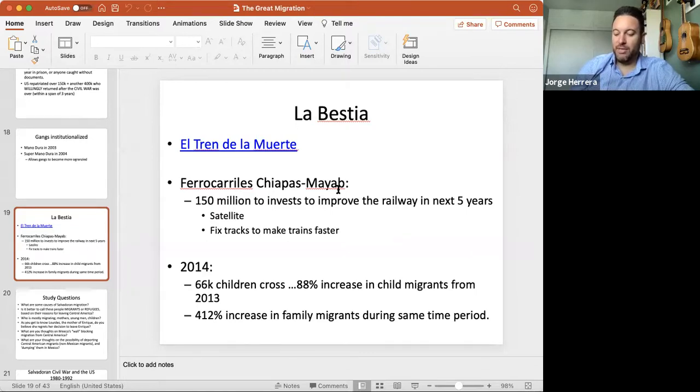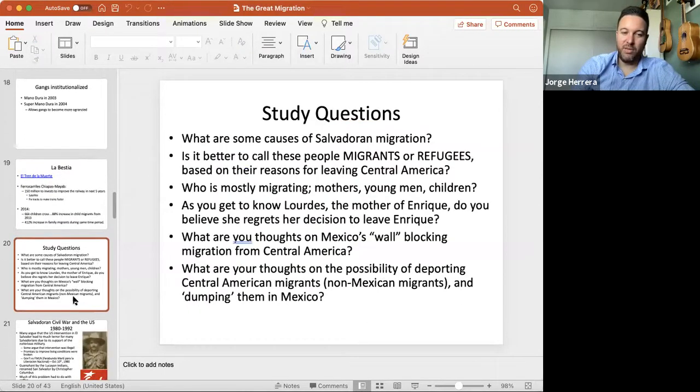In the year 2014, 66,000 children crossed the Mexico-US border. That was an 88% increase in child migrants from 2013, and a 412% increase in family migrants during the same period. So many kids are coming, so many families are crossing the border. That means that there's something happening that's totally wrong. Totally wrong. What's going on? A lot of it is because of the civil wars and the earthquakes and all that happened.